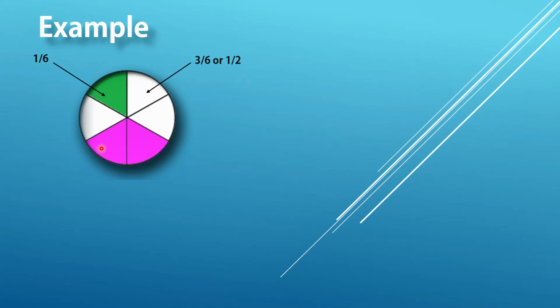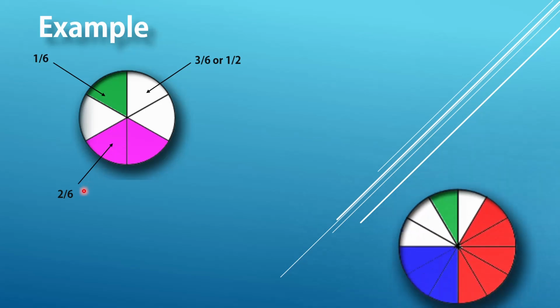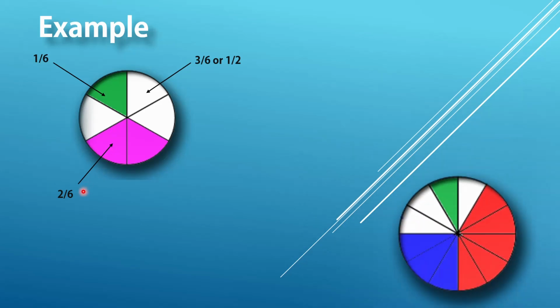Okay, and this one pink, let's say the third person has taken. How much has he taken? 2 by 6, or we can say 1 by 3. So this is how we can denote this fraction. Okay, now let's take the next example.